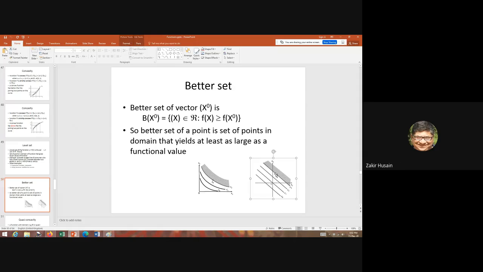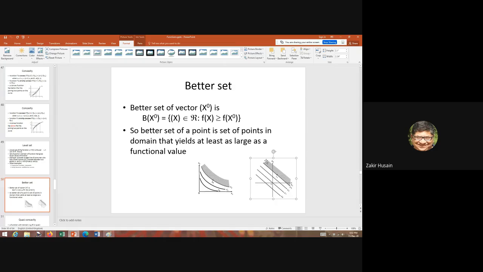So let us say that this is the level set, and we are taking a point x0. A better set is those points which will give me a higher functional value. So if I take a point like this, with different combinations of x1 and x2, the functional value y, in this case income or expenditure, is higher than the value over here. Is it clear or shall I repeat it? It's clear, sir.